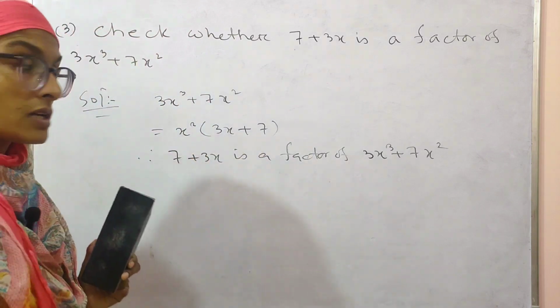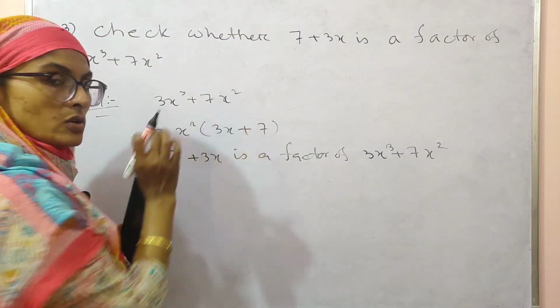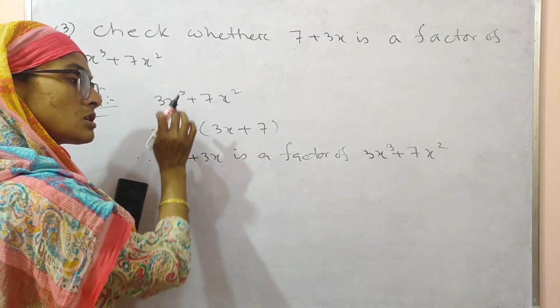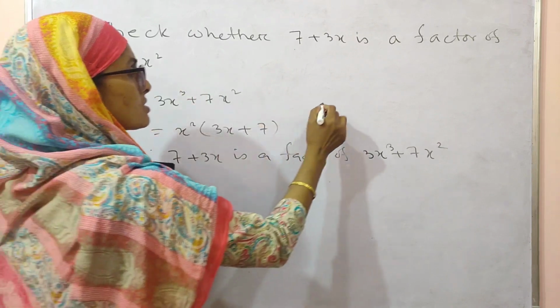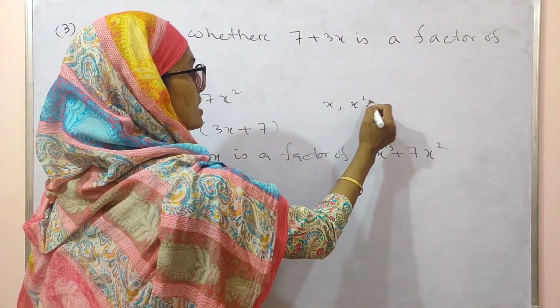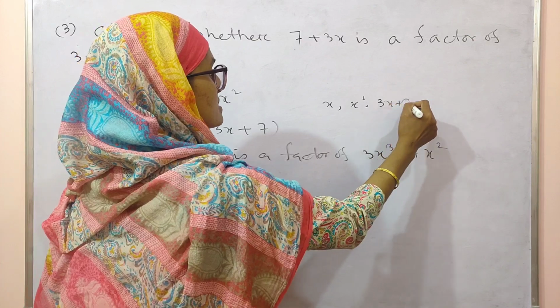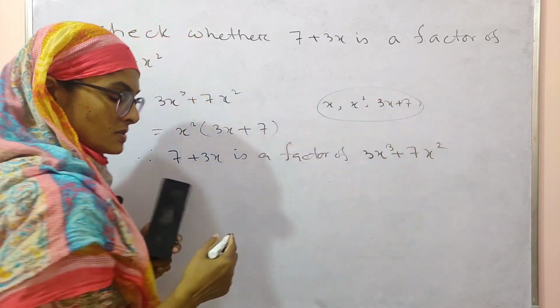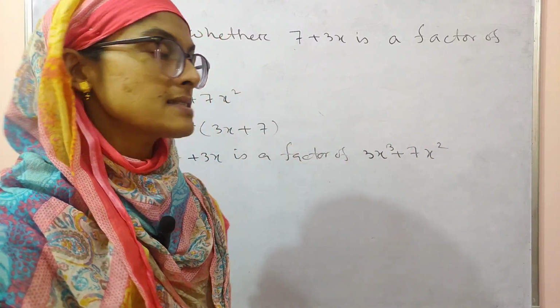This is the factor. X square is also a factor of this. Remember this one. X is also a factor of this. Here the factors are x square and 3x plus 7. These are the factors. I think all of you understood my class.